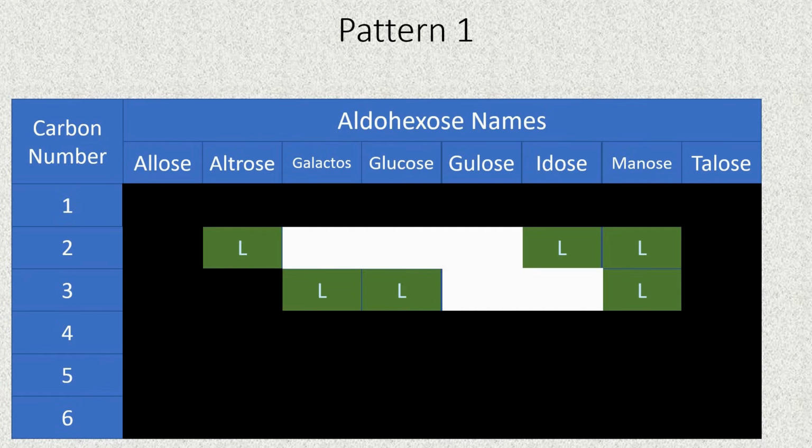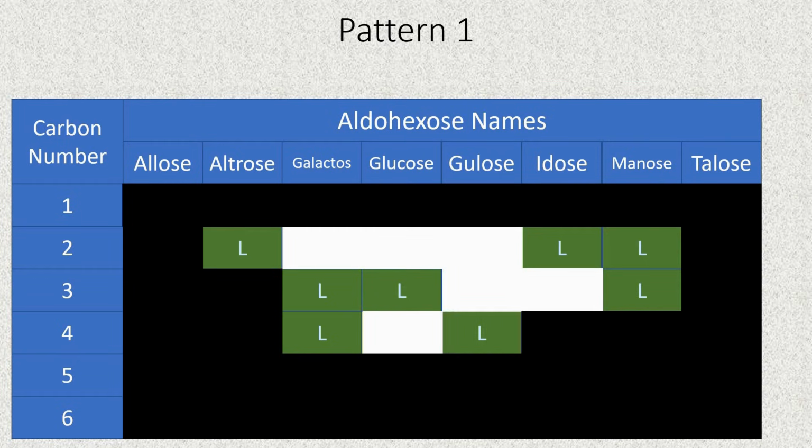That is, where your pattern ends, it will start in the next row from the same sugar or in the same group. So the pattern again will be L and blank spaces and then double L. But this time the pattern will be from left to right. So L, blank space, and this time the blank space will be only 1. And then L, and then L.